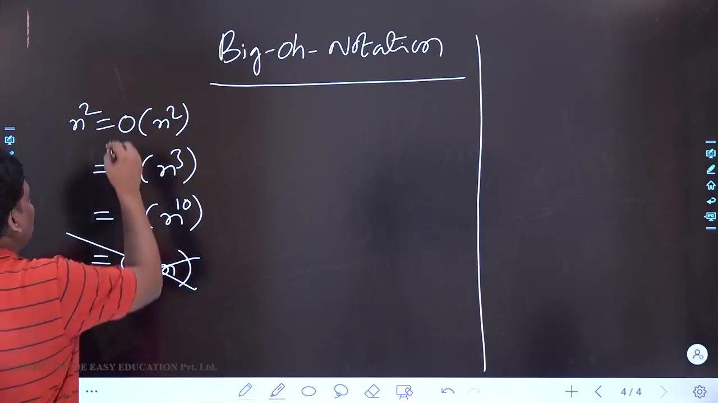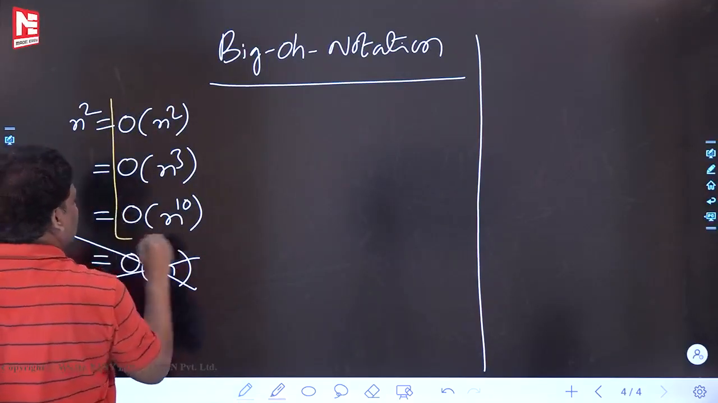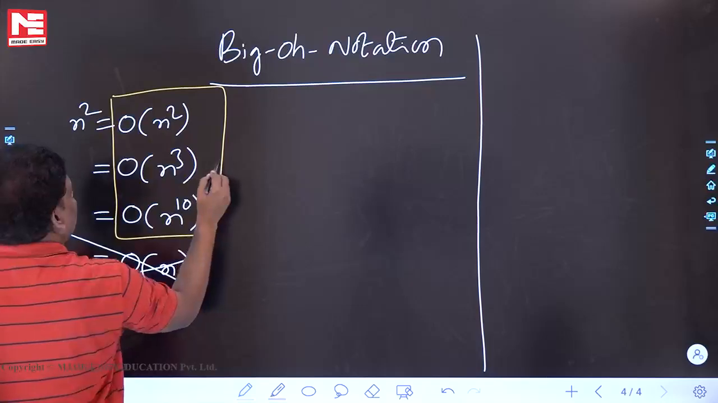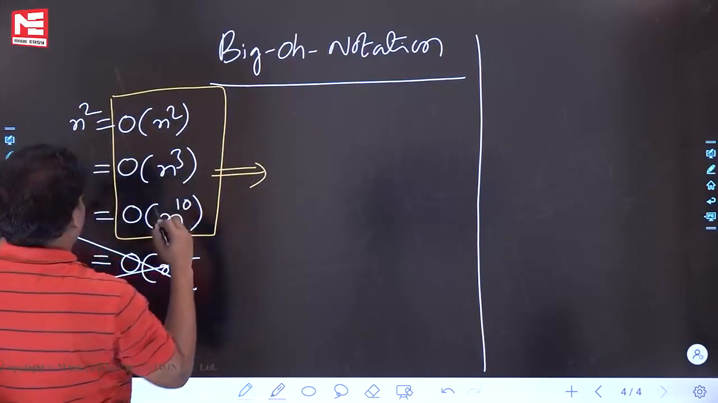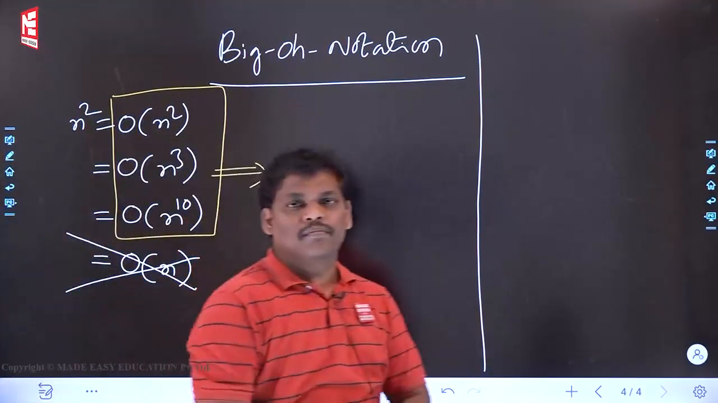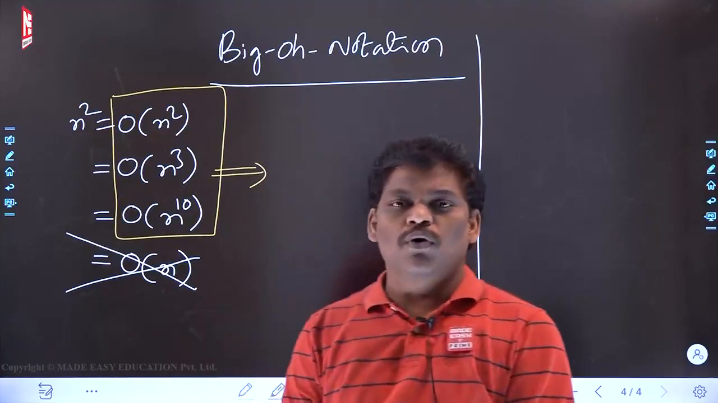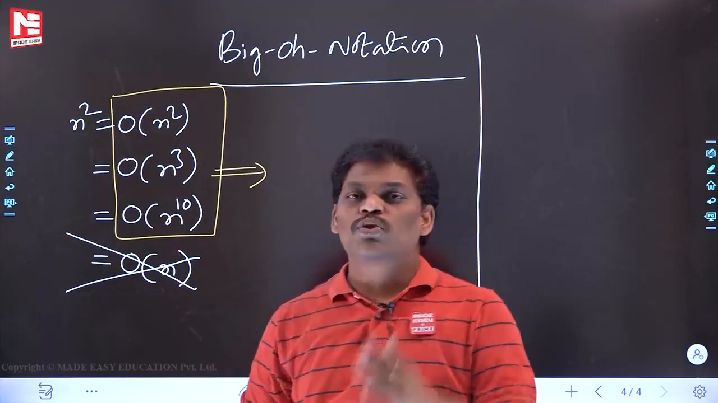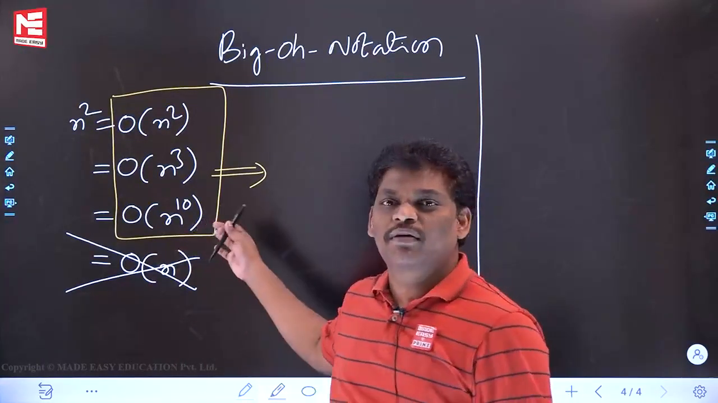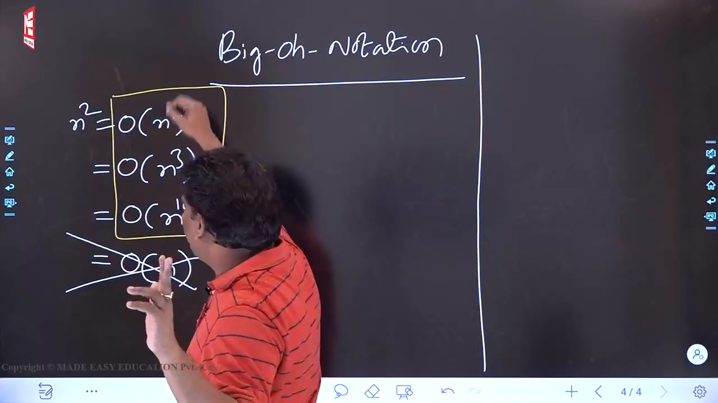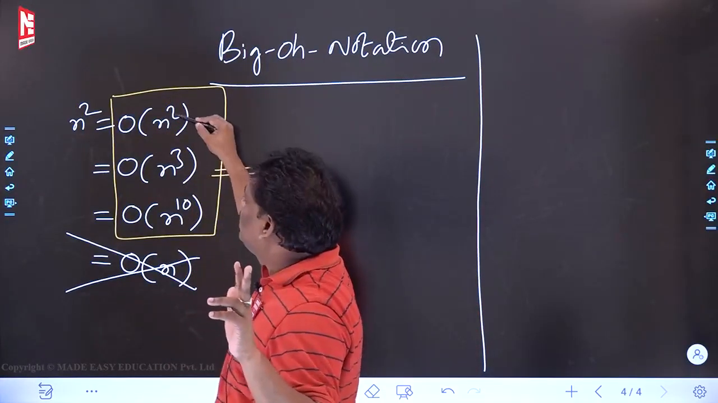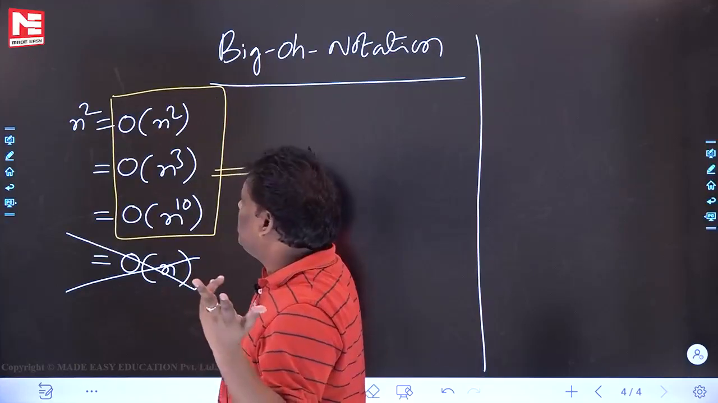Now if you observe clearly, please help me. In big O notation, who will be there on the right side, the right hand side? Either equal people will be there or greater will be there.